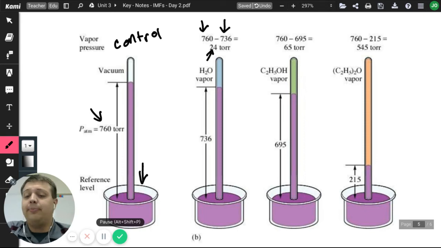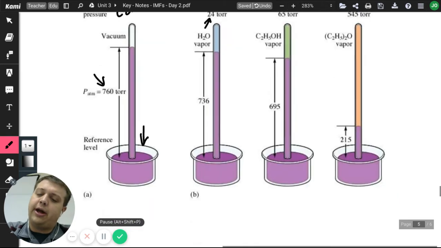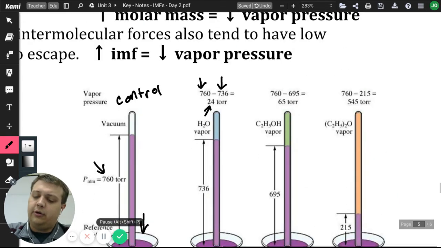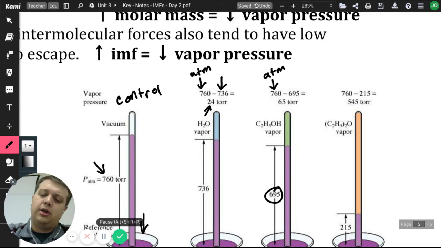Okay. Then I look at this C2H5OH, which is ethanol, and I'm like, okay, well, ethanol has, if you look, dropped down to 695. Okay, so again, I take my atmospheric pressure, and then I'm going to write these out, atmospheric pressure.